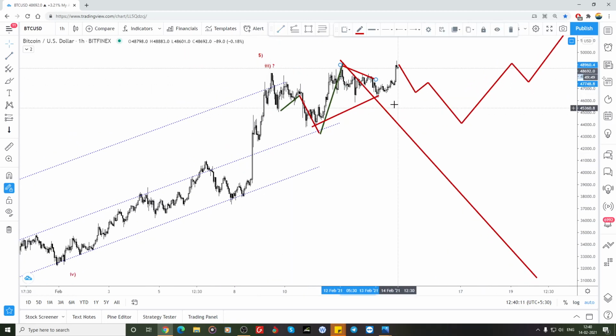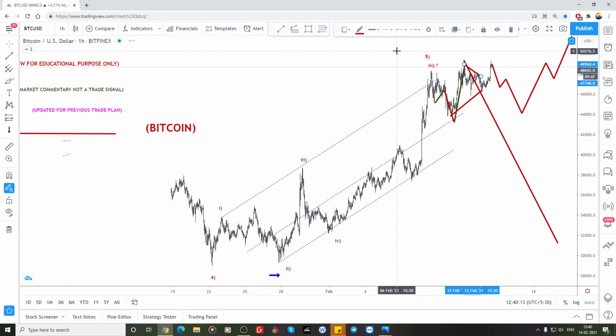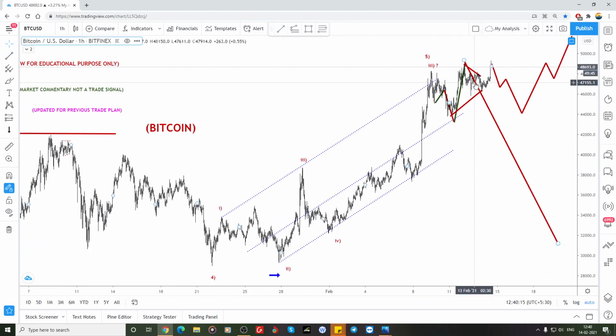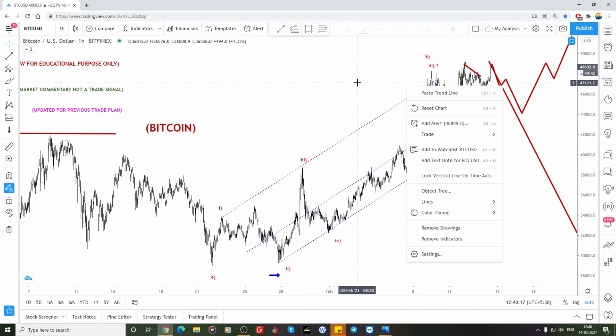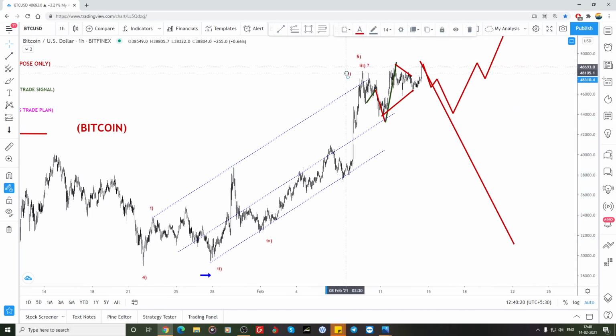So this could be a fourth, and A B C, if it did that same thing, so this is the end of the third. That is why I have marked the question. This could be the end of the third, this could be the end of the fourth.